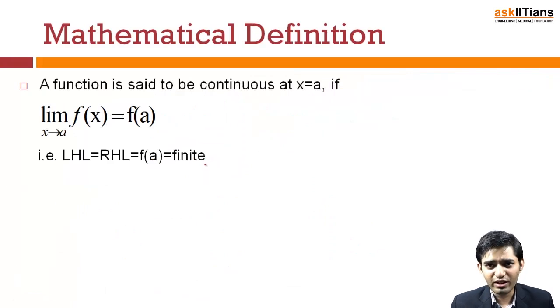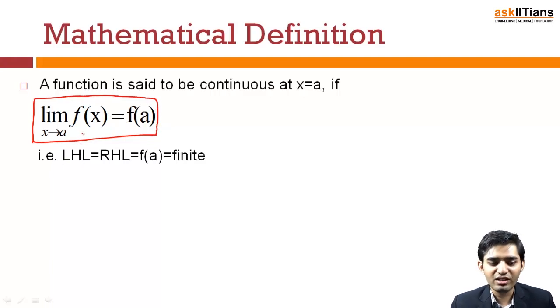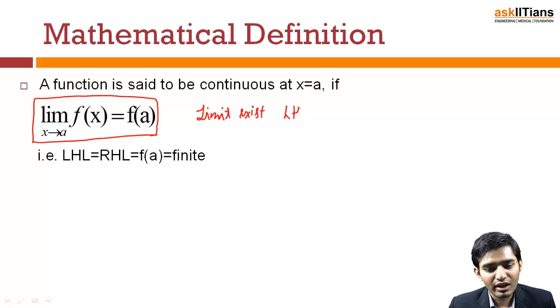What is the mathematical definition, right? The mathematical definition is the same that I told you just now, which is if the limit of the function is equal to f of a, right? Now limit of the function is equal to f of a, that means limit should be defined first of all, right? Then only limit will be equal to f of a. Now for a limit to be defined, what is the condition? I just now told you in the first slide, right? What is the condition for limit to exist? Limit will exist if LHL is equal to RHL is equal to finite. This is the condition for limit to exist.